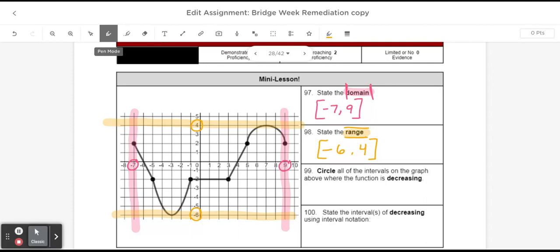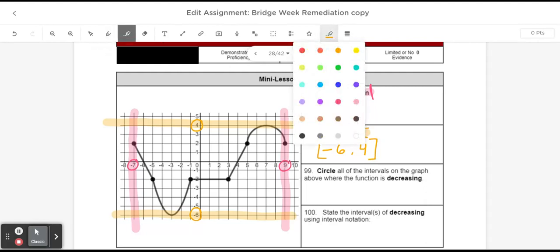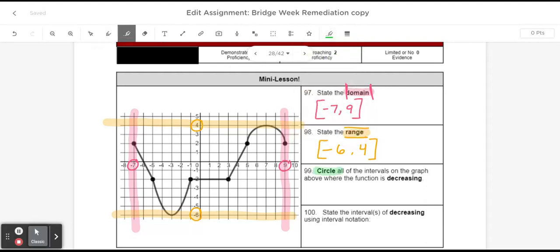The next problem says circle all of the parts of the graph where the function is decreasing. Now, decreasing in math means going downhill. So I'm looking for parts of the graph that are going downhill, and I'm going to circle them.